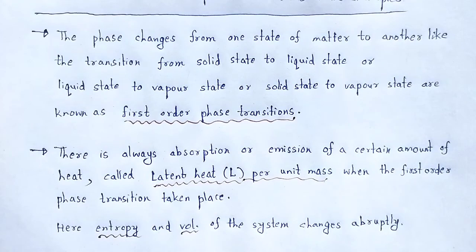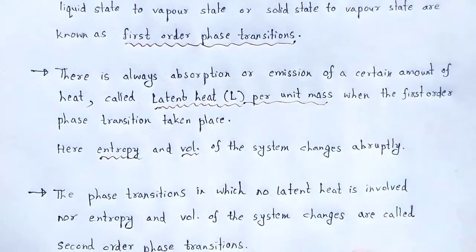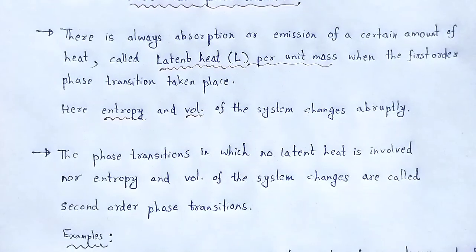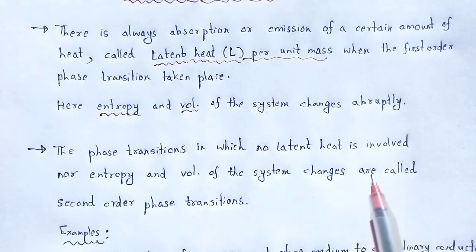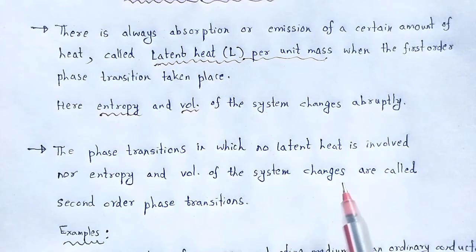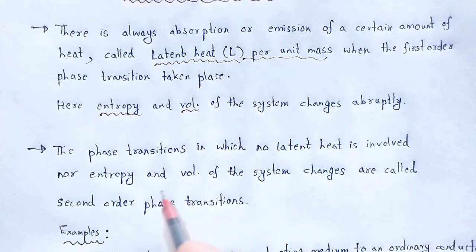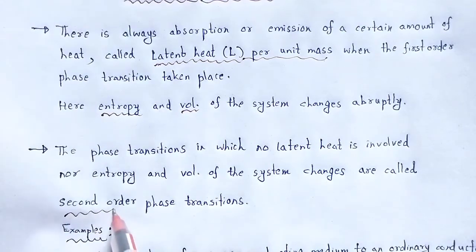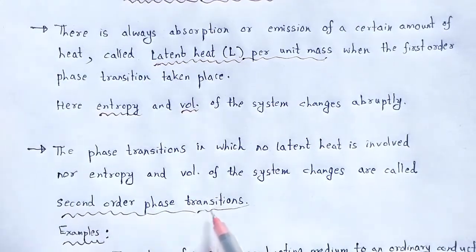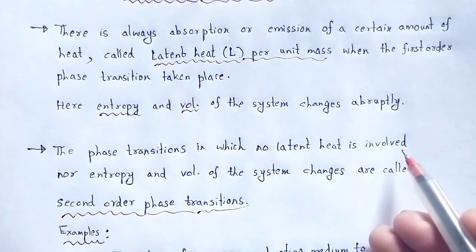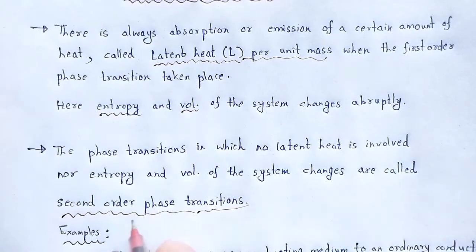Now, just the opposite: the phase transitions in which no latent heat is involved, nor do entropy and volume of the system change, are called the second order phase transitions. No latent heat is involved, nor does entropy and volume of the system change. These phase transitions are known as second order phase transitions.